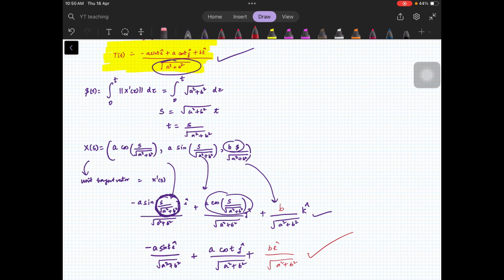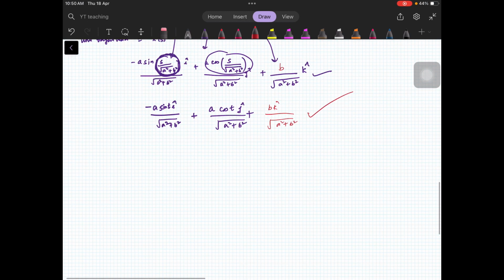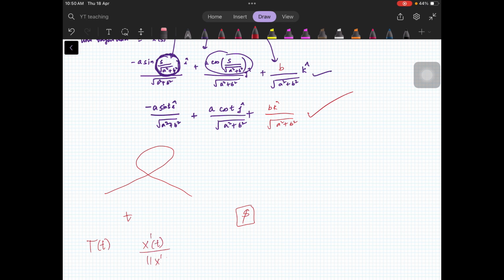So in this video, what was the aim? We are saying that for any curve we have two parameters, t and s. S is an intrinsic parameter, and if I want to find the unit tangent vector, one way is to do it like this, and the other way is to do it like this.